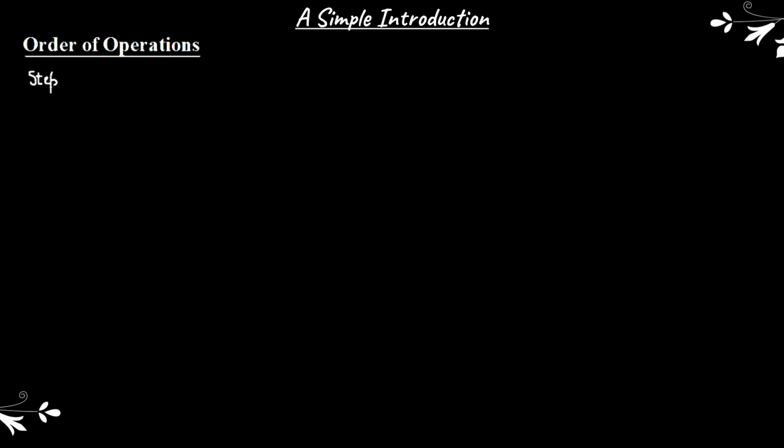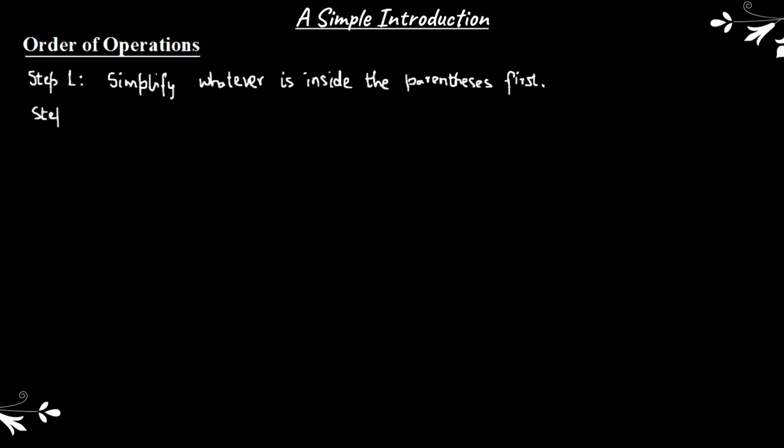In this section, we're going to talk about order of operations. For that, we have to follow 4 simple steps. So step number 1 is simplify whatever is inside the parentheses first. Then we move on to step number 2. So in step number 2, we're going to be reading from left to right, and as we do that, we're going to perform all exponentiations.